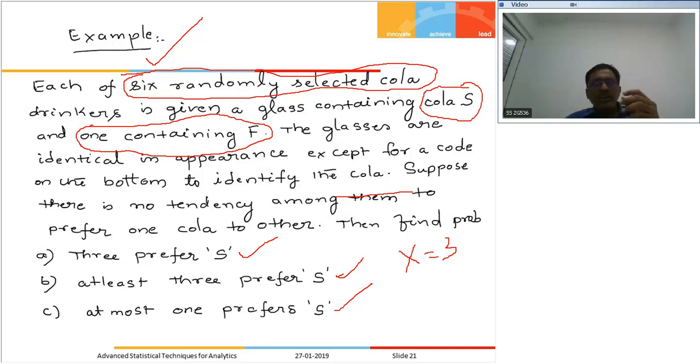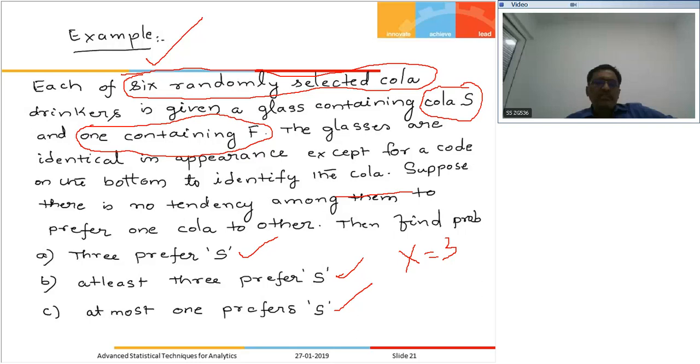So every trial will result in either S or F. With respect to this random variable, S is success and F is failure. That's why every trial contains either success or failure. The probability of success is 1 by 2, and failure is also 1 by 2 at any given time. That means it is constant. Therefore, it follows binomial trials, and we can use binomial distribution to model this problem.